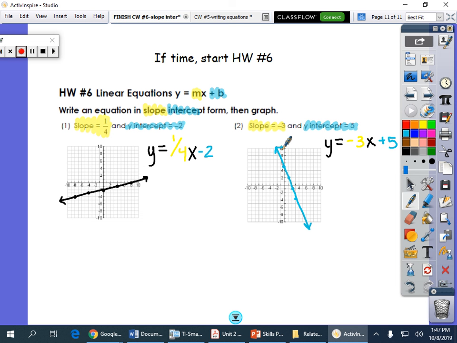You need to finish this homework for Friday and be prepared for your warm-up quiz.